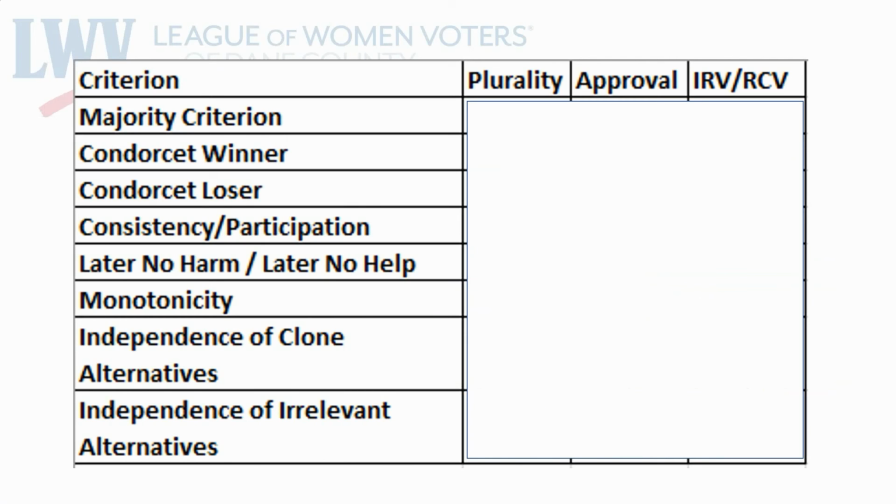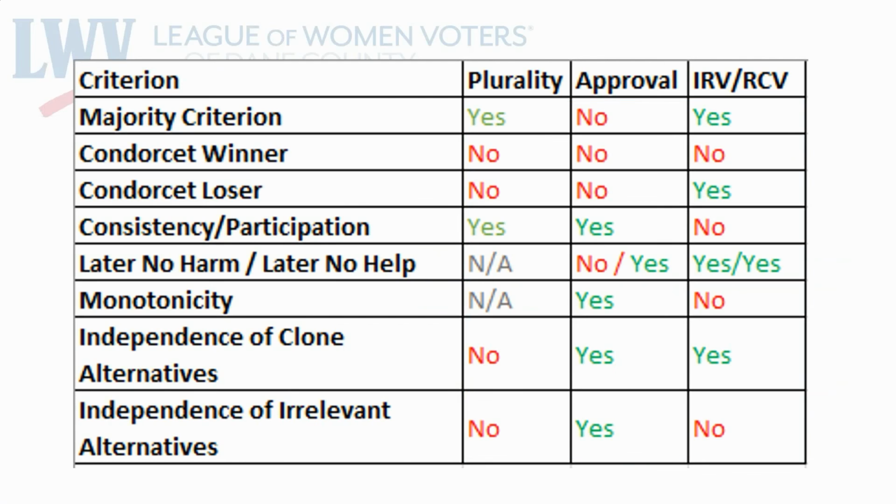Further, within this chart, we'll need to evaluate each violation in terms of frequency of violations, severity of a violation, and whether or not a violation can be taken advantage of strategically. So, with those caveats in mind, let's take a look at this chart. We'll dig into a few of these. Let's start with the first row, majority criterion.